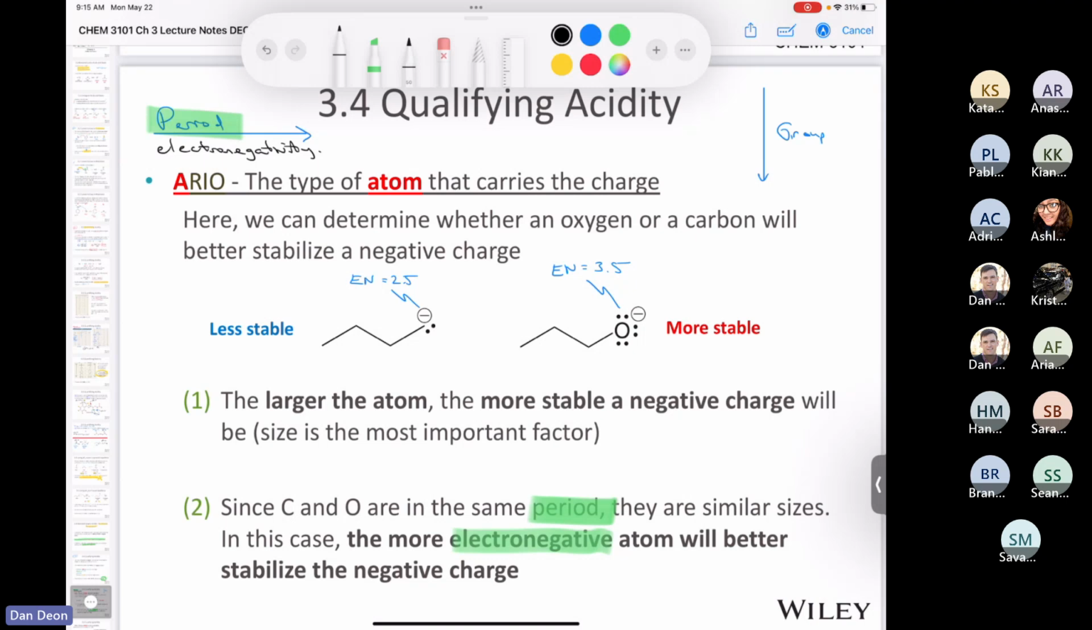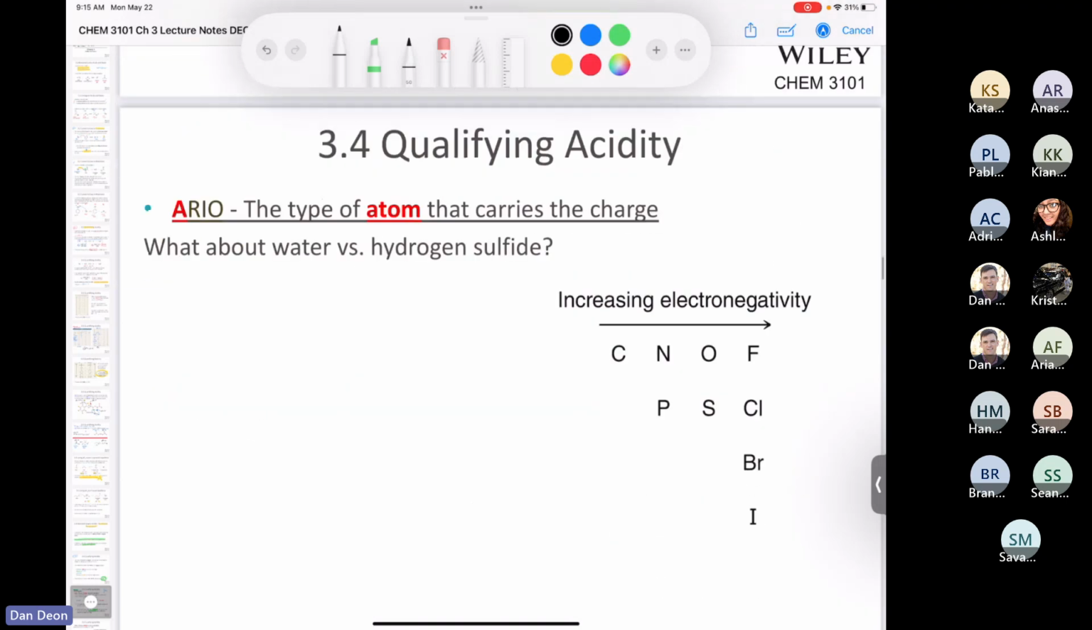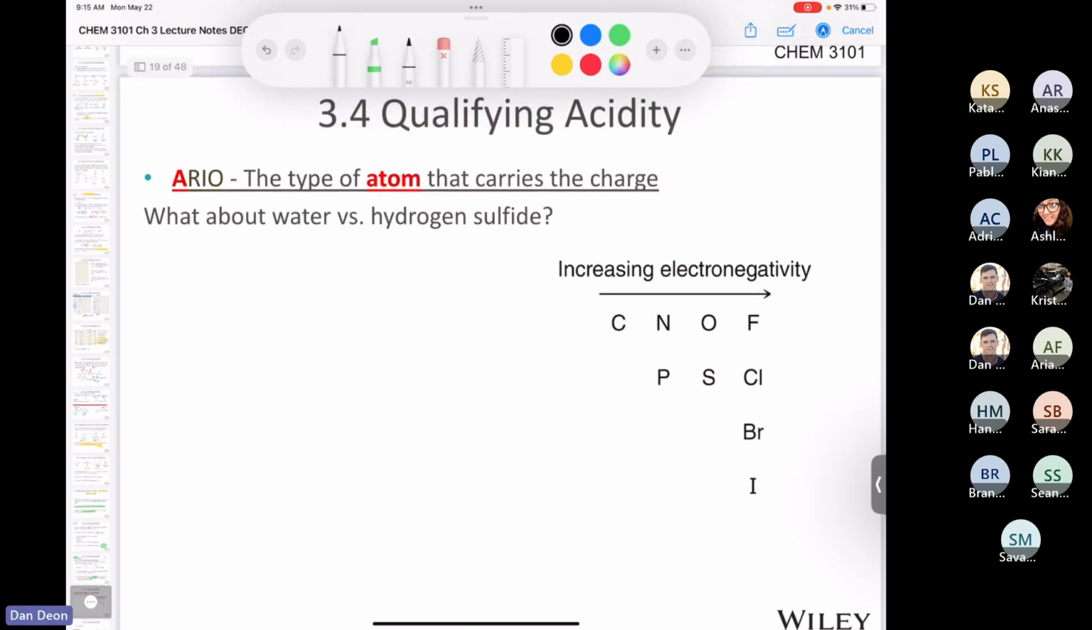And I know that you know that electronegativity increases going up and to the right of the periodic table. However, number 1, we haven't addressed that yet. What if you have two atoms that are different sizes? Because carbon and oxygen are similar sizes because they're in the same period. Well, let's take a look at two atoms that are in the same group. So if we compared the relative acidity of water to hydrogen sulfide, so H2S. Okay, let's compare these two molecules.